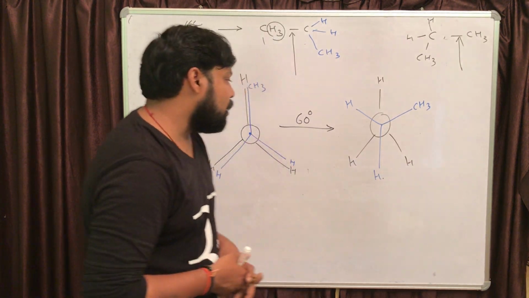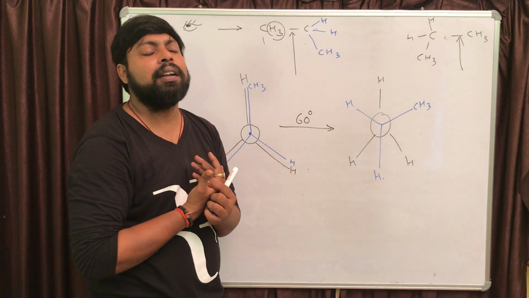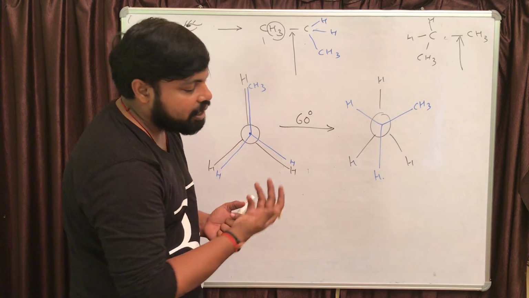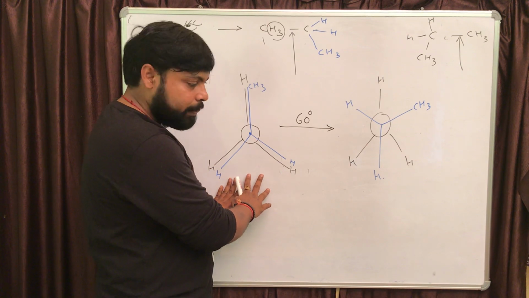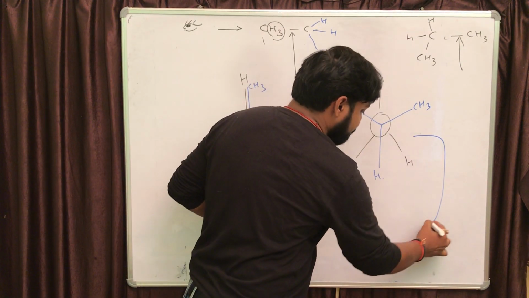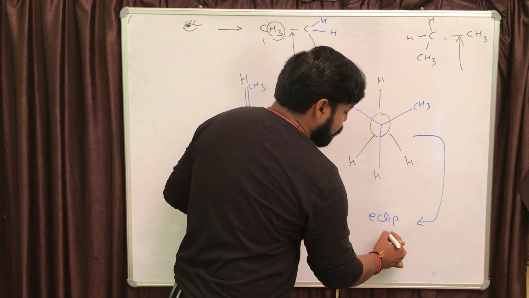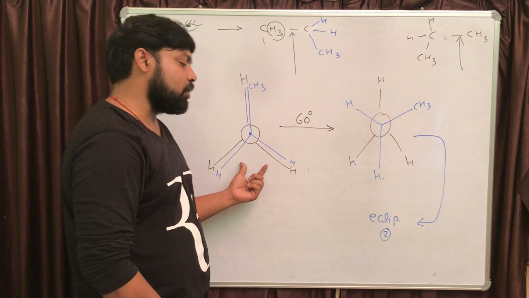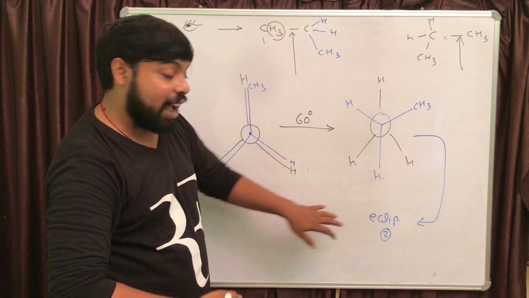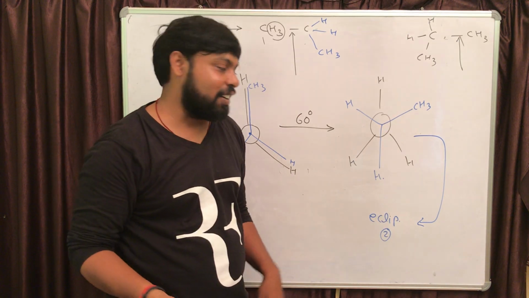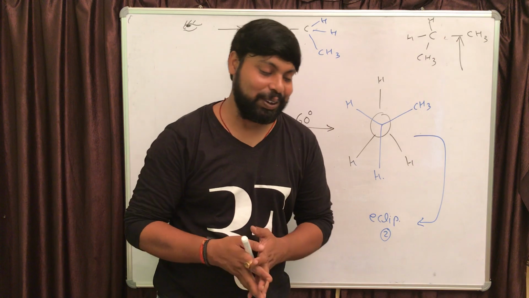So what I am saying, again the energy of all the eclipse that you are getting and all the staggered that you are getting will be same, right? Let us say this is eclipse 1, and if you are rotating again you are going to get eclipse 2. So my point is the energy of eclipse 1 and eclipse 2 will be equal. And if you rotate again by 60 degree, you are going to get staggered. Then energy of staggered 1 and staggered 2 is going to be equal.